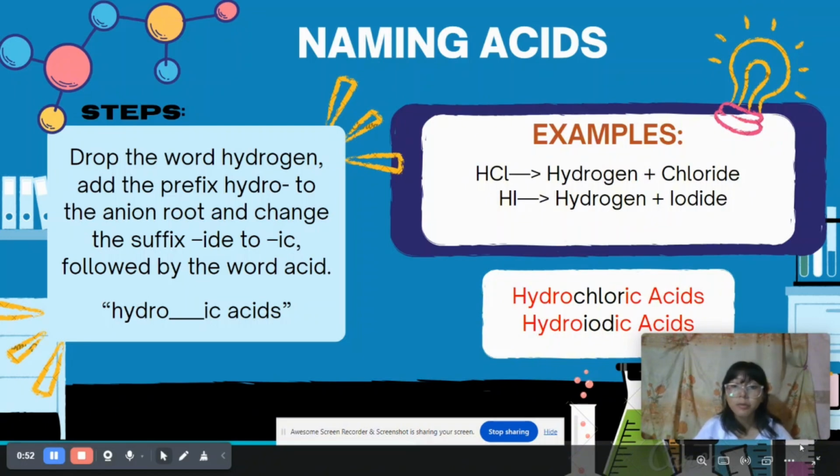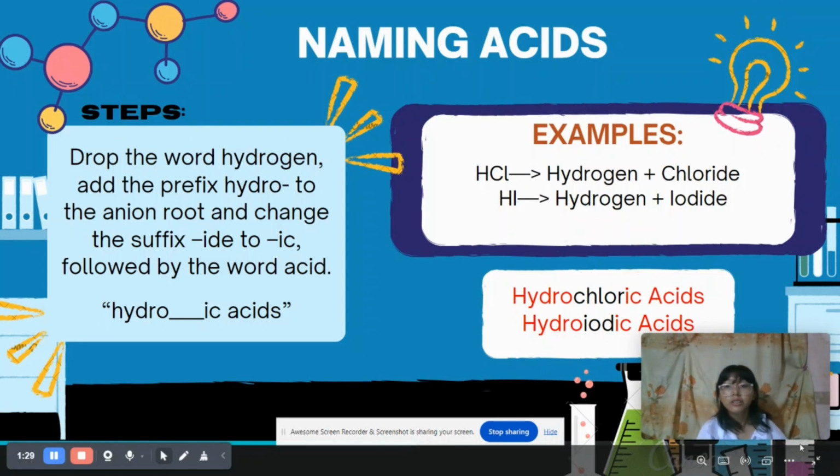Like these examples, HCl or hydrogen chloride and HI, hydrogen iodide. To name this correctly, we need to add the prefix hydro, and then we need to get the anion root of chloride, which is chlor, and then change the "ide" to "ic". So it will turn into hydrochloric, and then we add the word acid, hydrochloric acid.